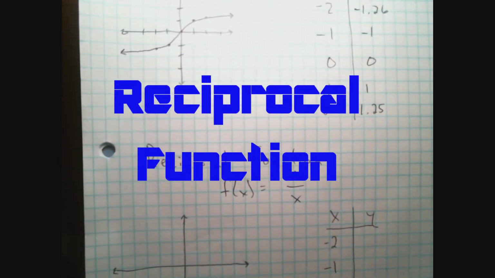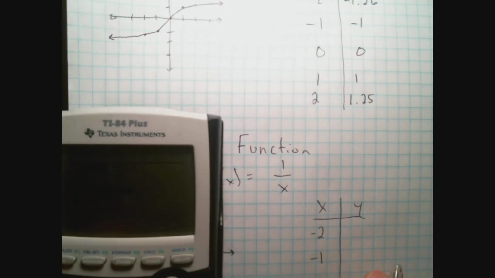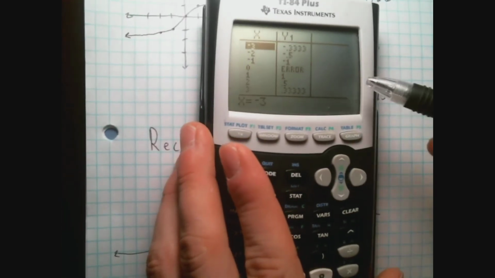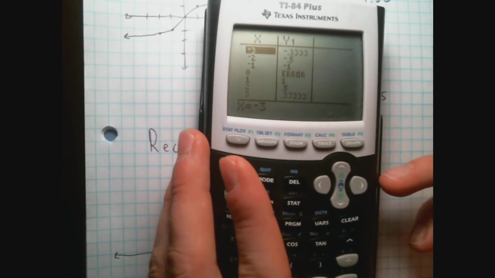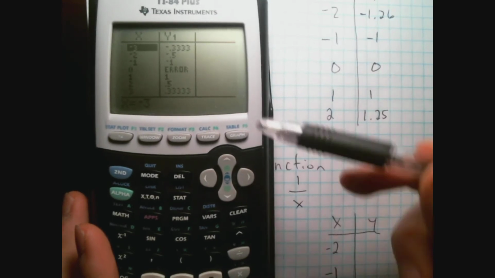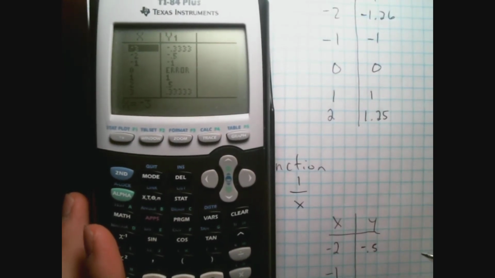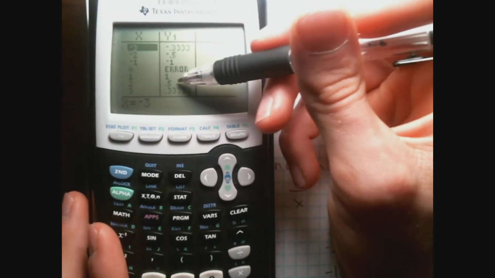Alright, our final function that we're going to look at today is called the reciprocal function. So all it is is 1 divided by x. We'll hit table. In here, we notice that at 0 there's an error, because when you divide by 0, we all know you kill a kitten. So don't kill kittens by dividing by 0. But anyhow, -2 is at -1/2. -1 is at -1. 0 is undefined. At 1 it's 1. And at 2 it's 1/2.